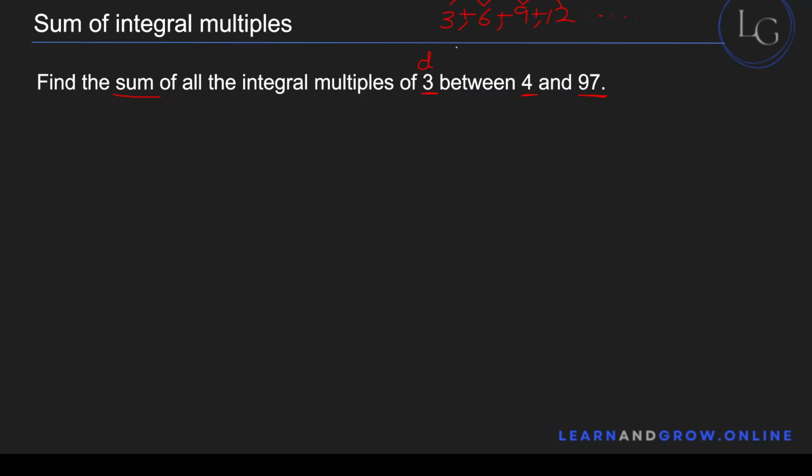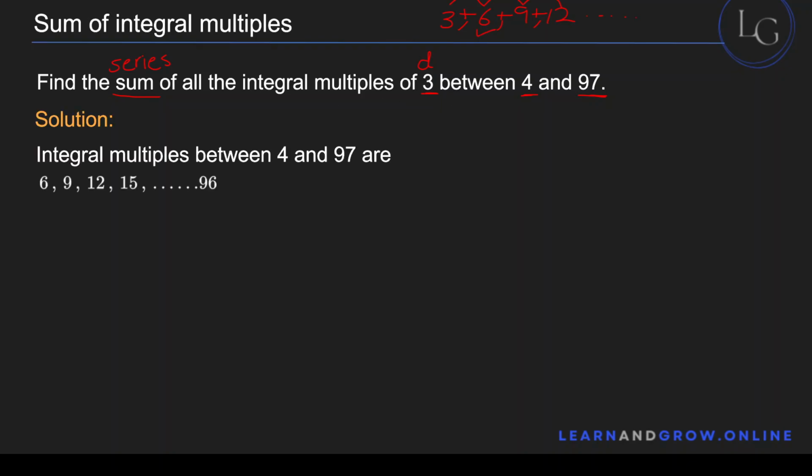What does that basically mean? It obviously means that it is a series. And it says the multiples between 4 and 97. 3 is less than 4, so obviously that is not a part of it. So the first term between 4 and 97 that is a multiple of 3 is 6. So A1 will be 6 over here.